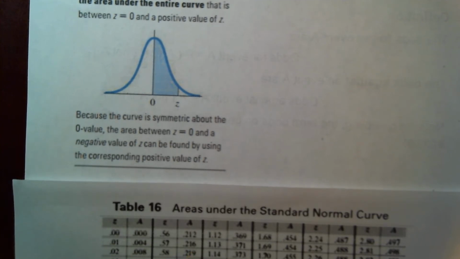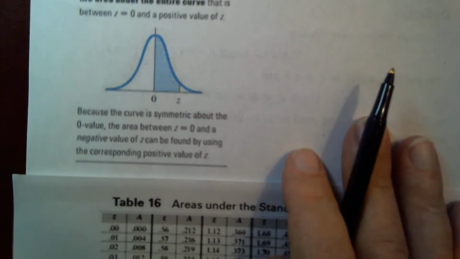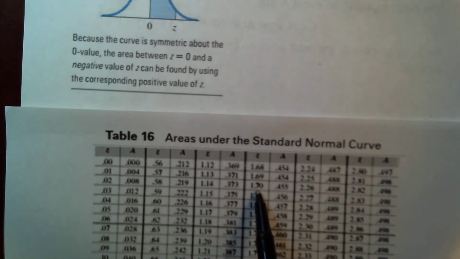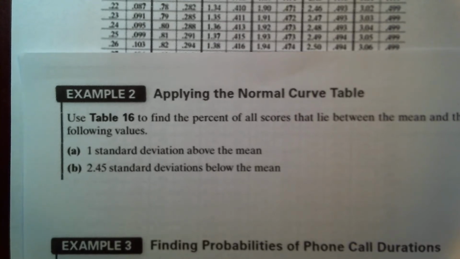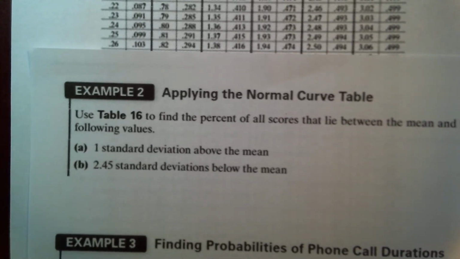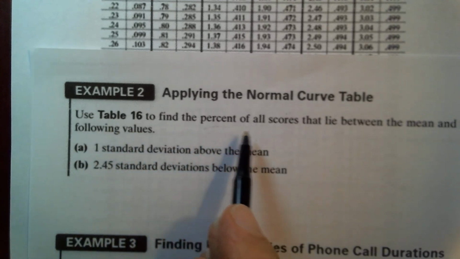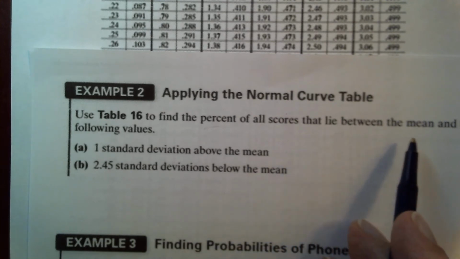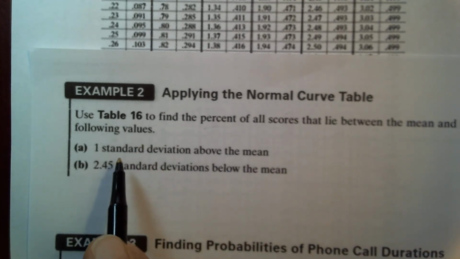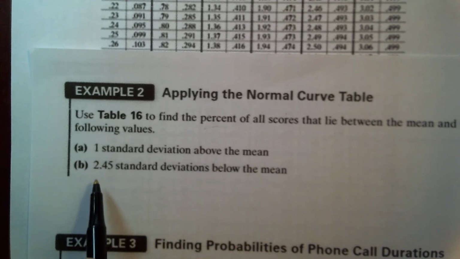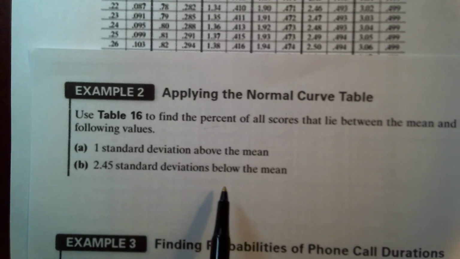That's what this means. Or a z-score of 1.70, which gives us an area of 0.455. So let's apply the normal curve table. Use table 16 to find the percent of all scores that lie between the mean and the following values: 1 standard deviation above the mean and 2.45 standard deviations below the mean.